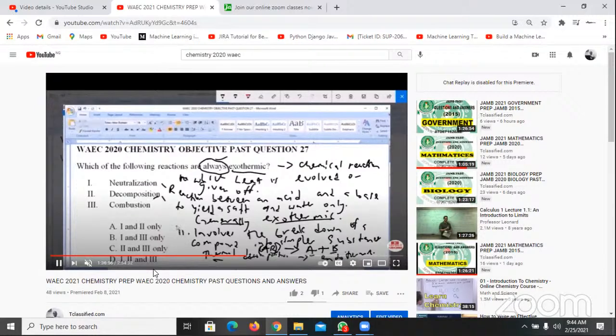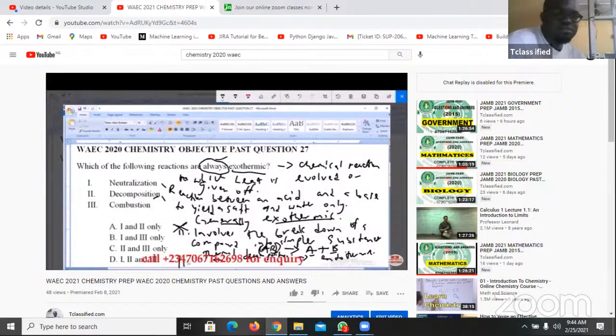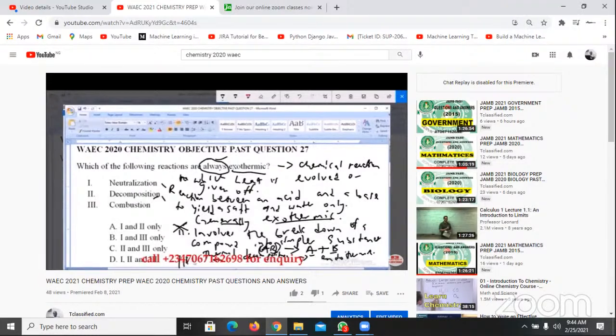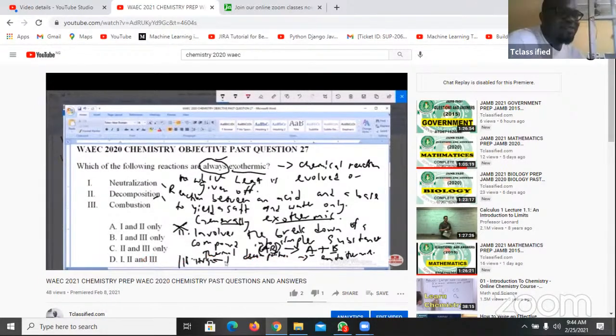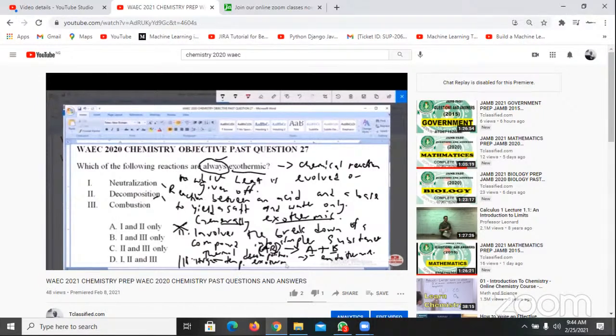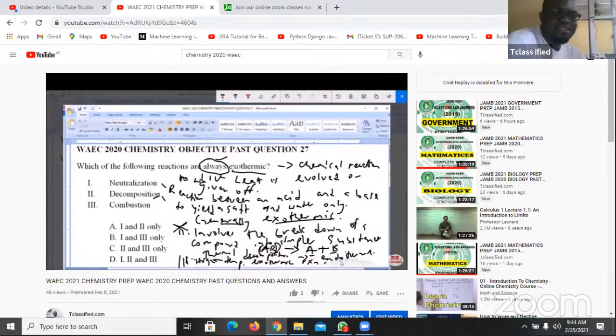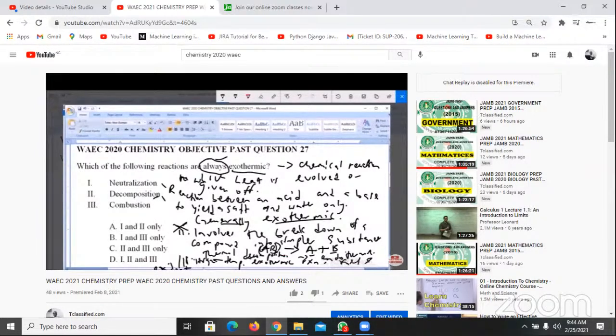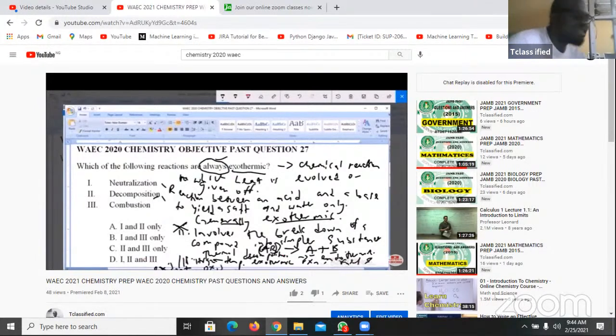I don't understand this one. Do you know what exothermic reactions are? They give out, they don't absorb. They give out what? Energy. What kind of energy? Is it light, photo energy, or mechanical energy? Is it heat energy? Heat. That's why they call it exothermic.